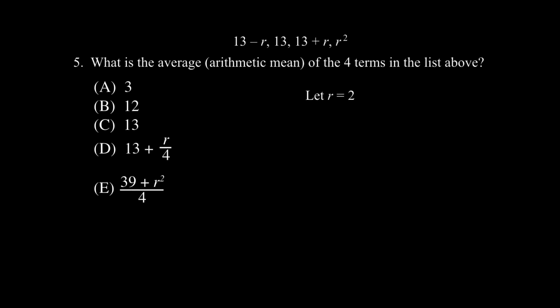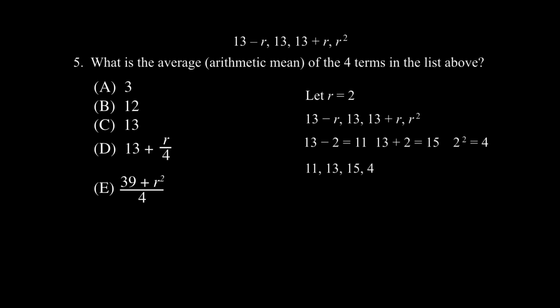So plugging in 2 for r, 13 minus r would give us 13 minus 2, which is 11. 13 is 13, we don't have to do anything to that. 13 plus r would give us 13 plus 2, which is 15. And r squared would give us 2 squared, which is 4. So the list contains the numbers 11, 13, 15, and 4.